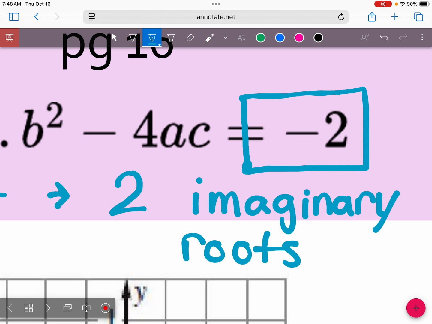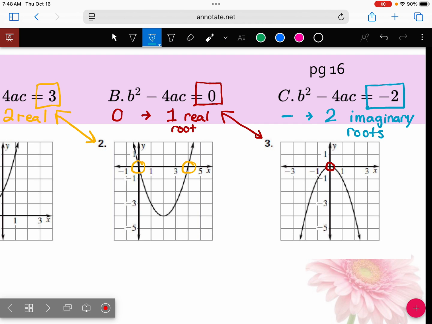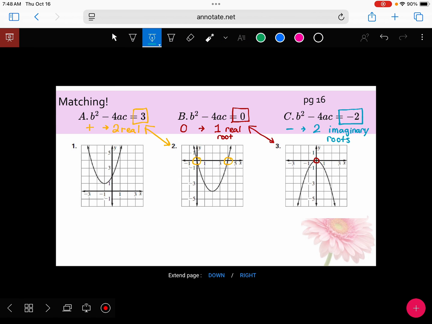So you can do it from the graphs to our discriminants, or we can go from the discriminants to the graphs. You can go either direction. But either way, graph 1 is going to have discriminant C. I'm just going to bring it up and over there. And they have 2 imaginary roots. Okay?